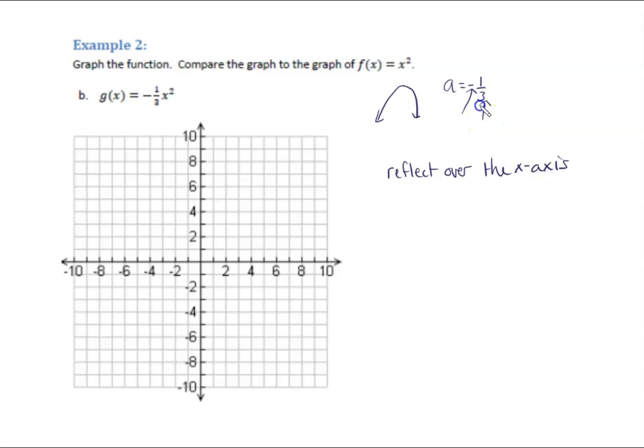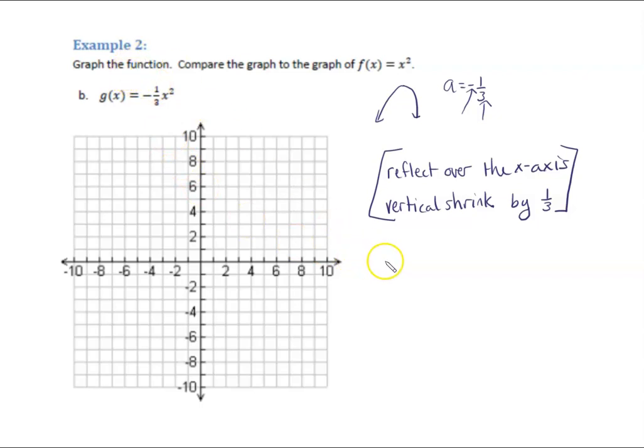Now the 1/3 by itself makes it a vertical shrink by a factor of 1/3. We don't put negative 1/3, we just put 1/3. The negative was already taken care of when we worked on reflecting. Now what we just did was compare the graph to the graph of f of x equals x squared. So now let's go ahead and graph the function.